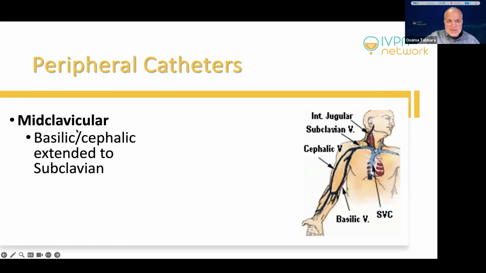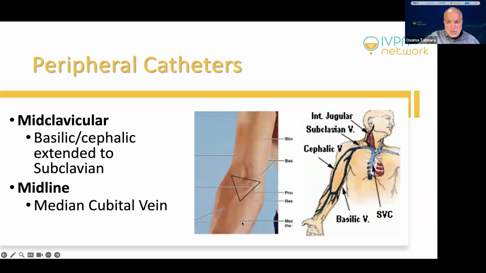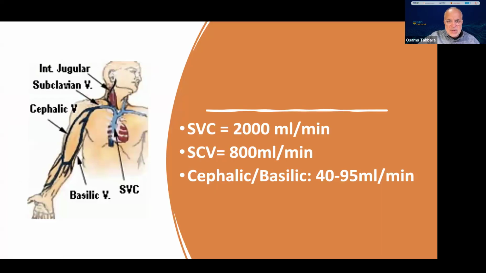Peripheral catheters are inserted in the mid-clavicular, basilic or cephalic vein, extended to the subclavian vein. This is considered central. If it is in the median cubital vein or lower, it's considered a peripheral line. And you have the short peripheral line down below, and this is really the typical peripheral parenteral nutrition route.